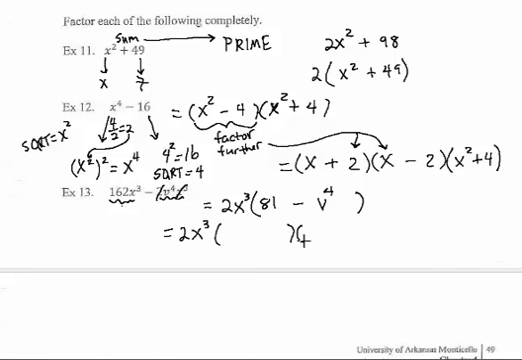So we break it up into two binomials. 81 is the square of 9. 9 squared equals 81. So 9 is going to be our first term. We place a plus and a minus after each 9. And then the square root of v to the fourth is a v squared. I just simply took the 4 and divided by 2.